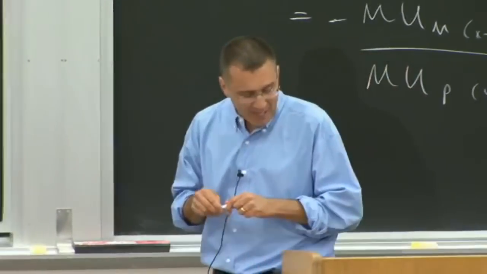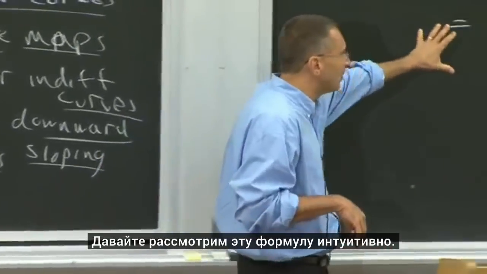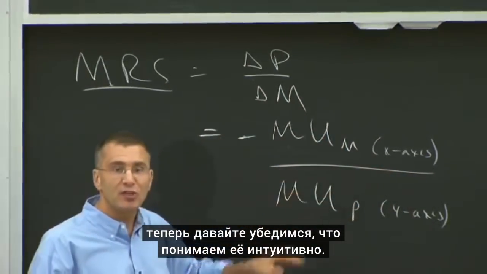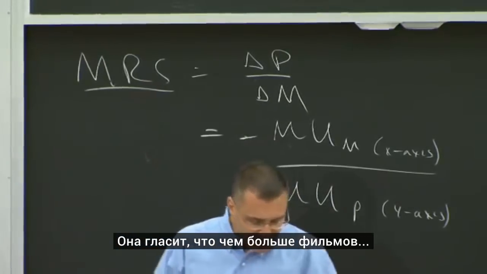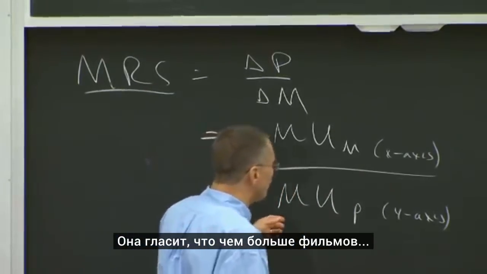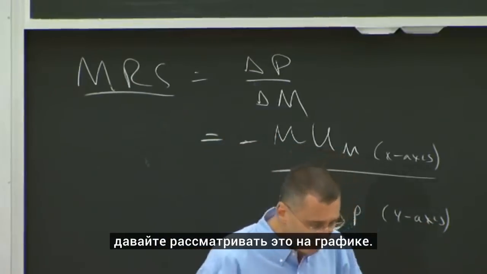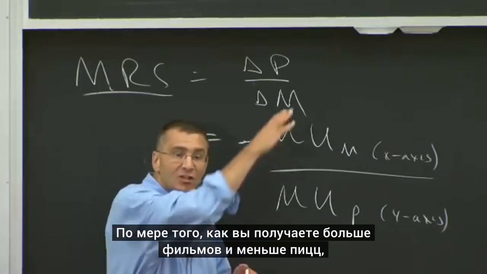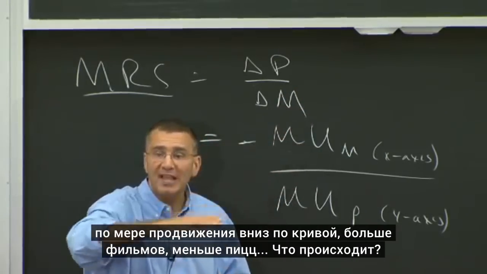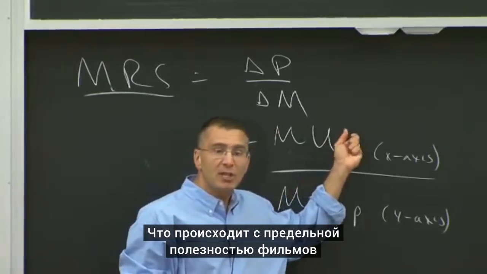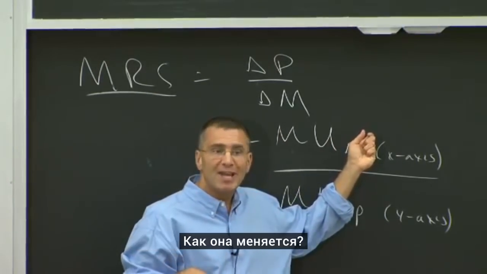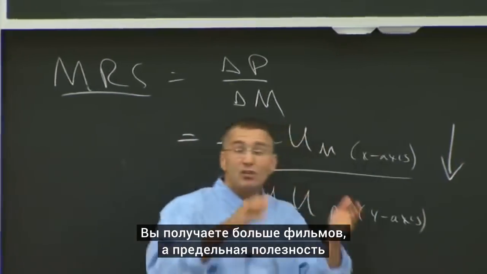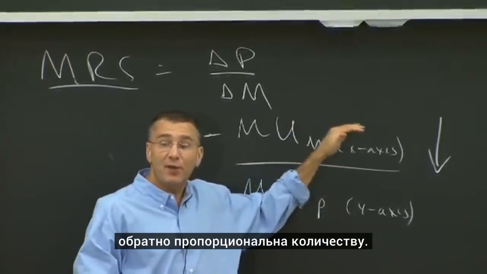So basically, the key thing is, let's just look at this formula and think about it intuitively for a minute. We've seen it graphically, we're seeing it mathematically. Let's make sure we understand it intuitively. What this is saying is, let's relate this to the graph. As you get more movies and less pizza, as you move down that curve, what's happening to the marginal utility of movies as you move down that curve? What direction is it heading? It's decreasing, right? Because you're getting more movies, and marginal utility is a negative function of quantity.